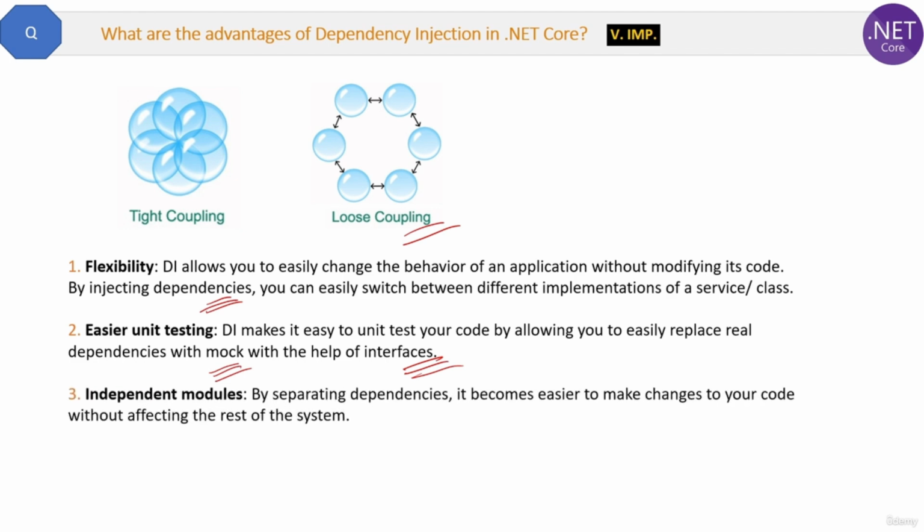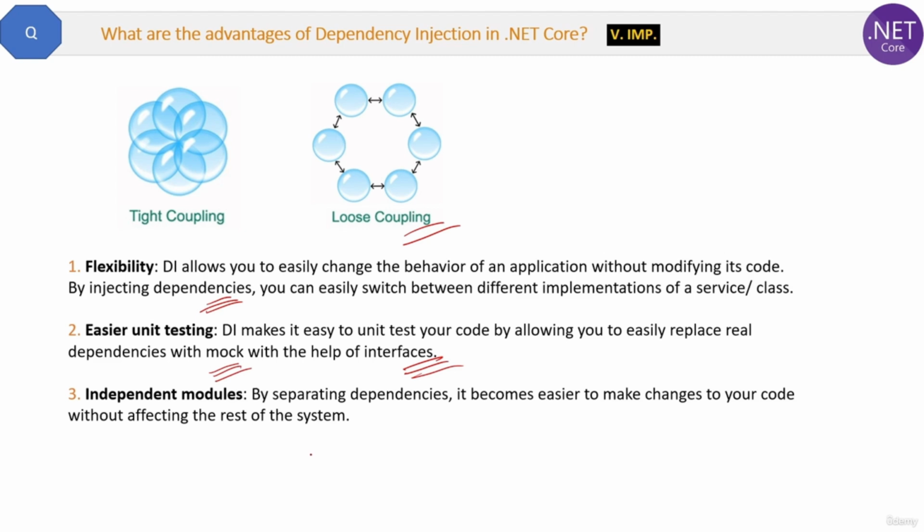The third advantage is independent modules. By separating dependencies, it becomes easier to make changes to your code without affecting the rest of the system. If you are doing some code change in one service, then you do not even need to test the other service. Even if they are dependent on each other, you do not have to change one if you are making changes in another. So that is the advantage of dependency injection.